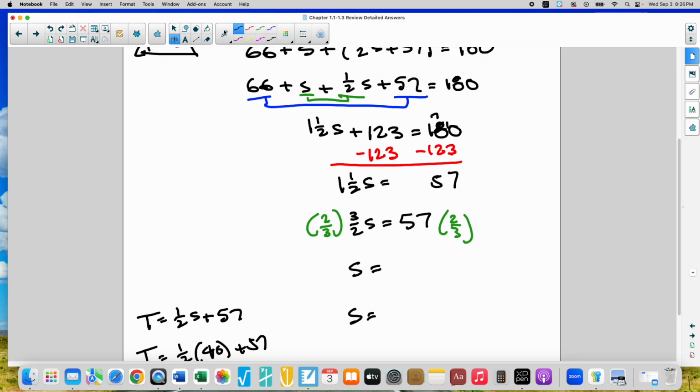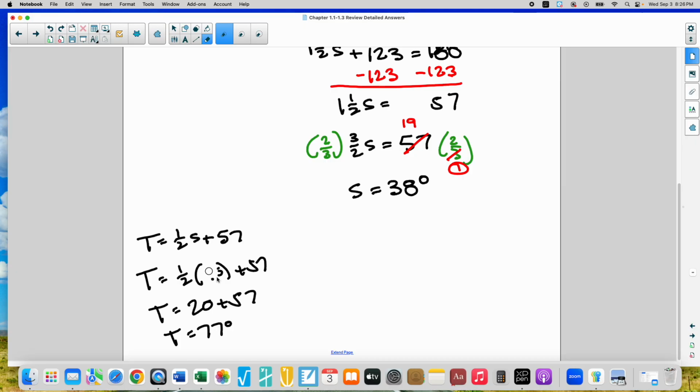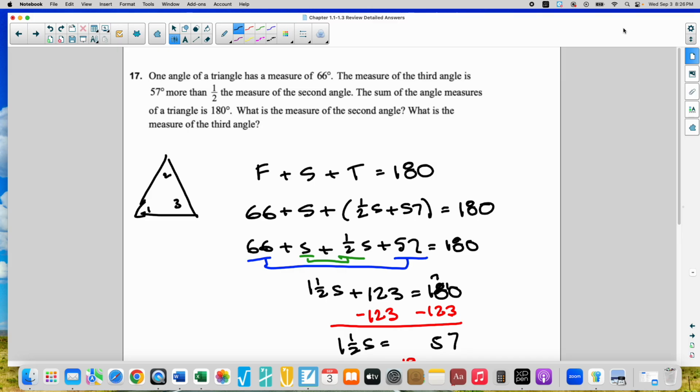So 3 goes into 57. 3 goes into 3 once. 3 goes into 57, 1, 19. 19 times 2 is 38. Much like we said, the value was 38 degrees. Now we can still use this, but we're going to plug in 38. And if we plug in 38, half of 38 is going to be 19. 19 plus 57 is 76 degrees. So the second angle is 38, the third angle is 76, and the first angle is 66.